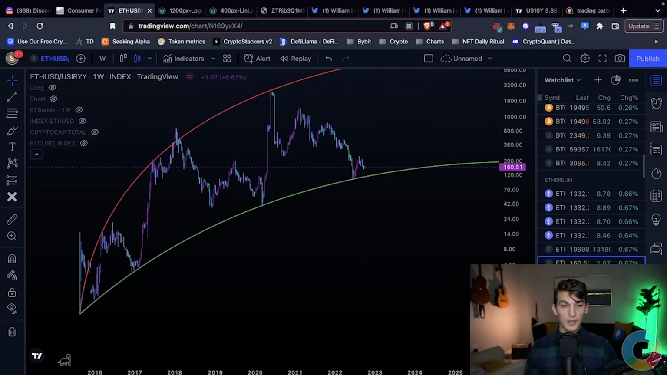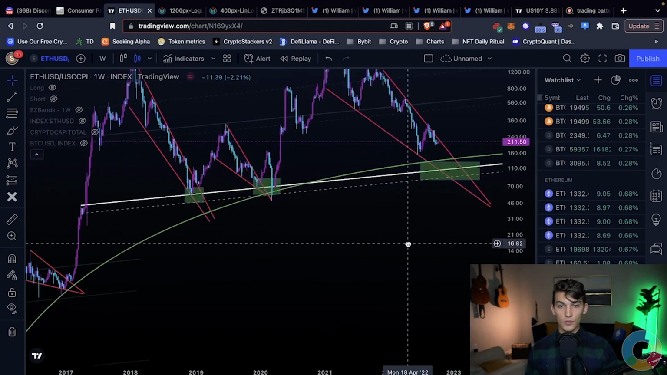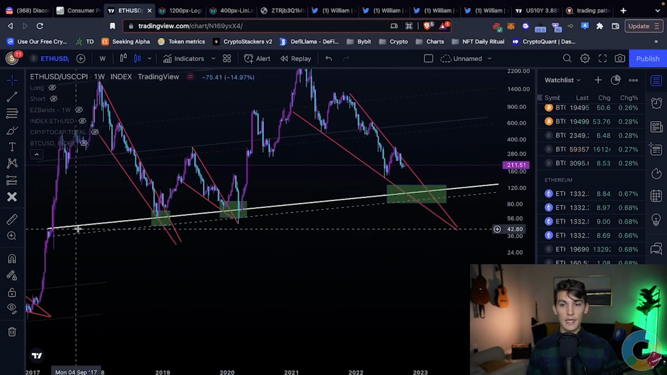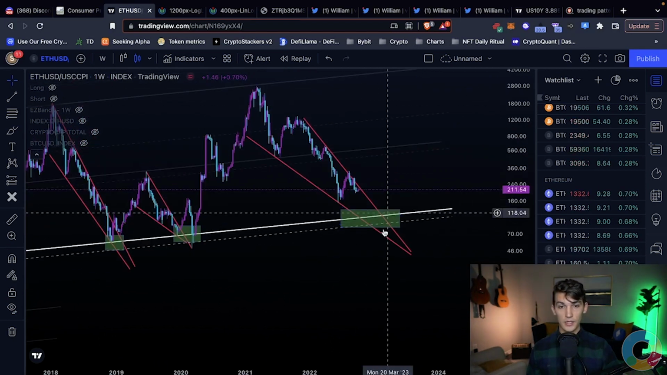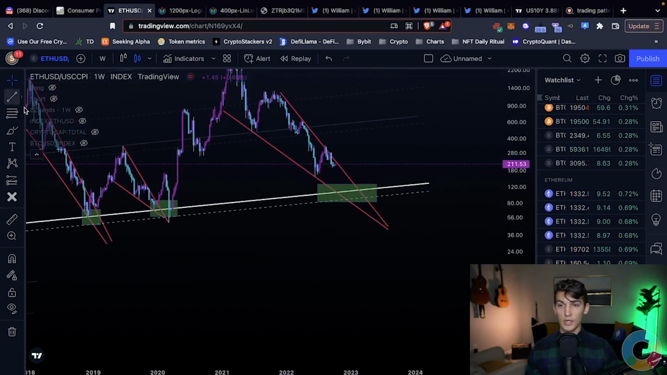We can extrapolate a few things off of this. I'm going to go to the core CPI and we can get an interesting little reading on Ethereum. I'm actually going to delete its curve because we have a line right here that we found support on multiple times, and we are headed straight for this zone right here. So what would Ethereum be at this zone? Let's draw a line right here and just say that this zone is 107.